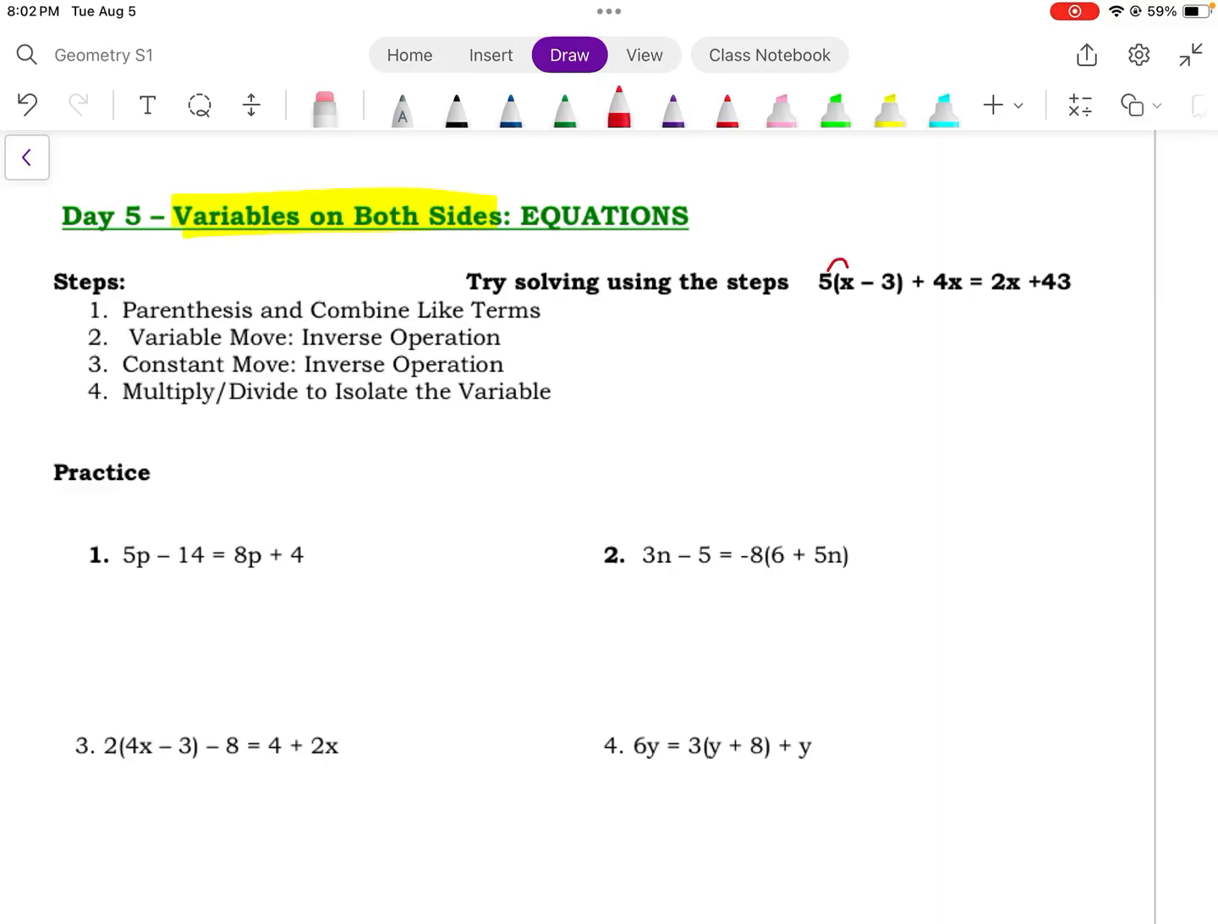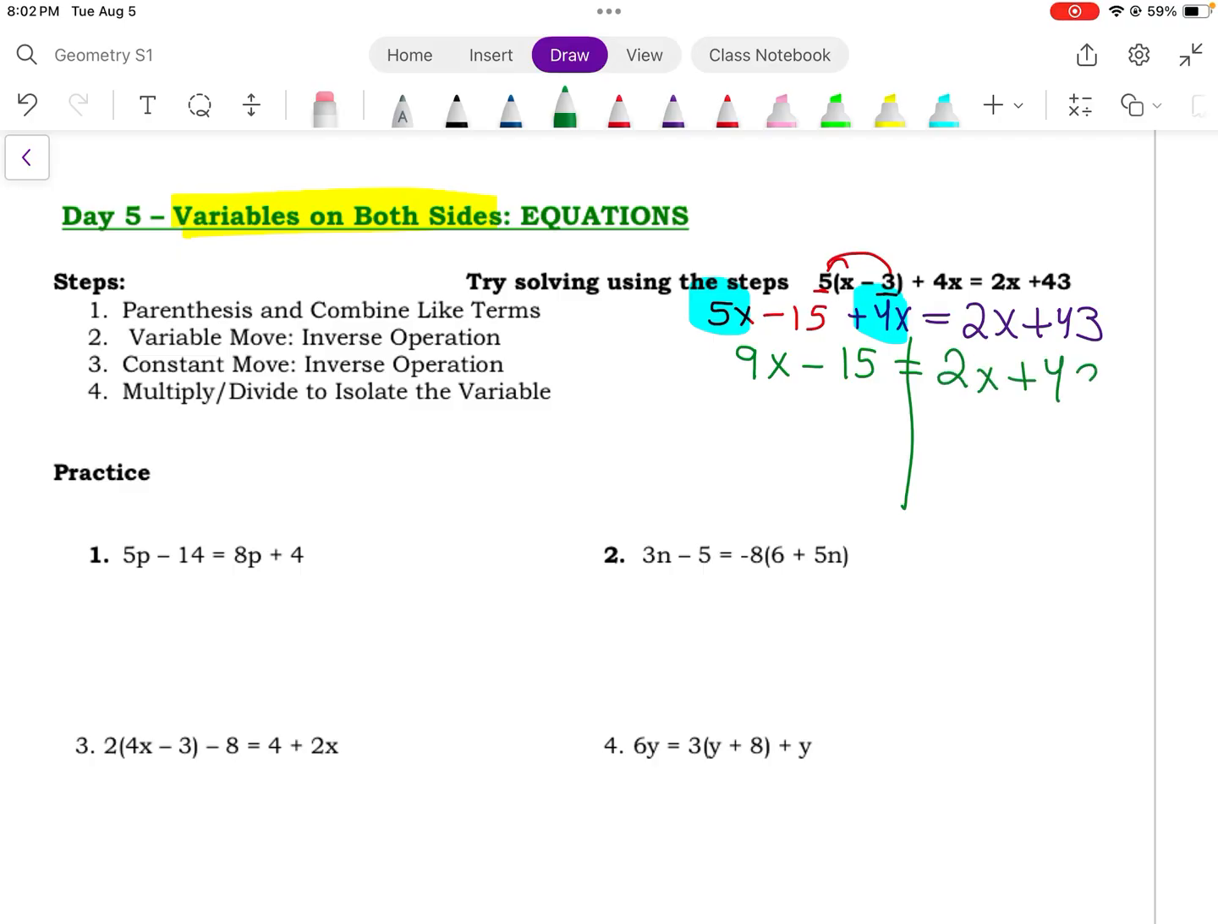So if you have parentheses, you're gonna distribute first, so 5x minus 15, because again, you're gonna do 5 times negative 3. Then you're gonna bring everything else down, and then go from there. So this is like if you wanted to go to someone else's house, but you're gonna have to clean up your house first. This is the same kind of idea, where you wanna clean up one side of the equation before you move anything to the other side, okay?